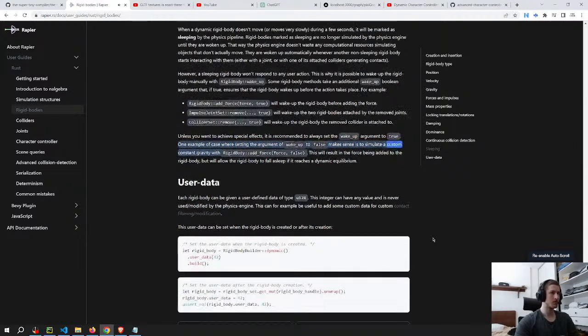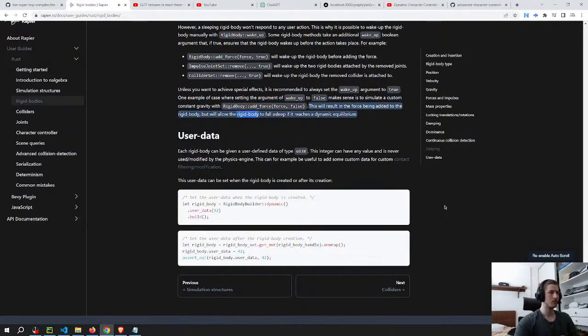One example of a case where setting the wake_up argument to false makes sense is to simulate a custom constant gravity with rigid_body.add_force(force, false). This will result in the force being added to the rigid body, but will allow the rigid body to fall asleep if it reaches a dynamic equilibrium.